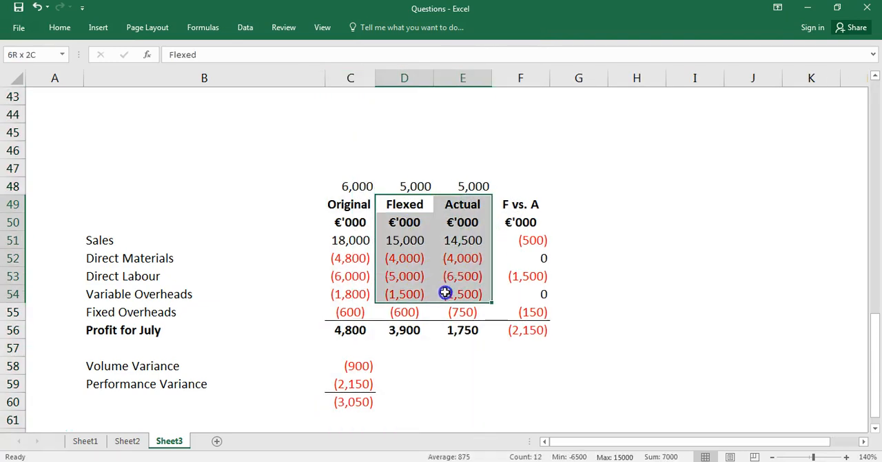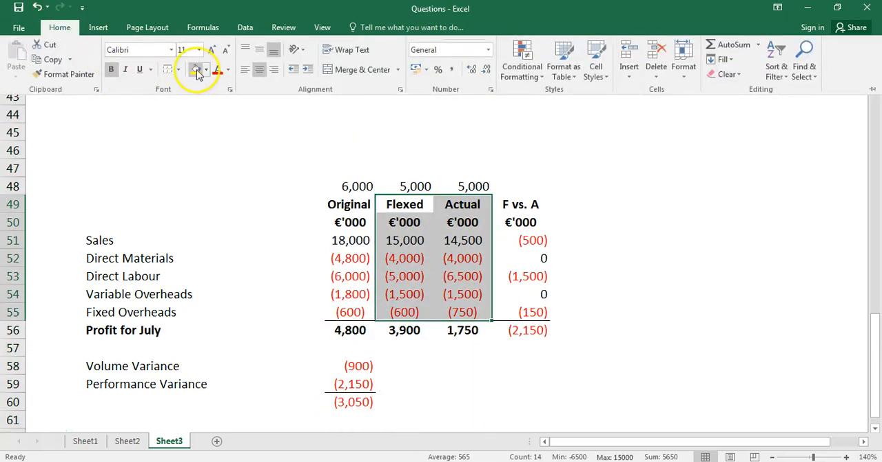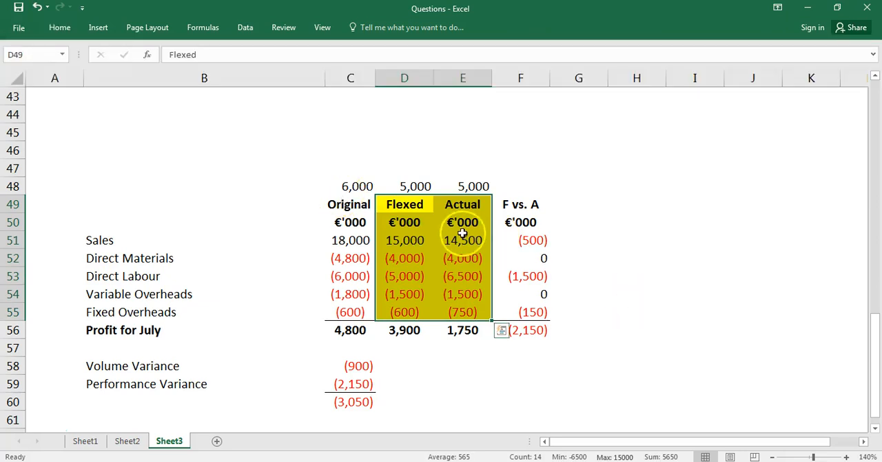Because it's comparing both of these where you'll be able to hold managers to account to say, well, if we originally budgeted for 5,000, you should have spent 5 million on labour. You ended up spending 6.5. So you're actually 1.5 million over. And that's a worrying issue.